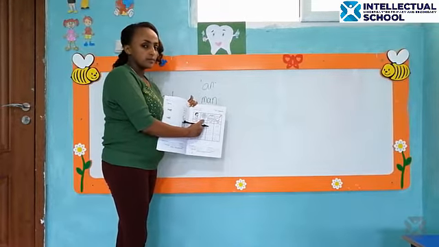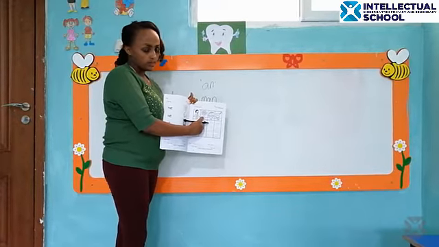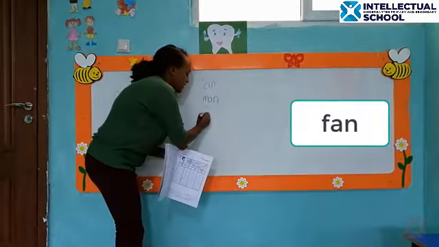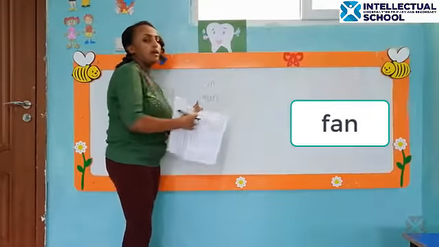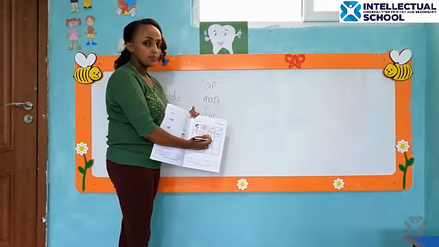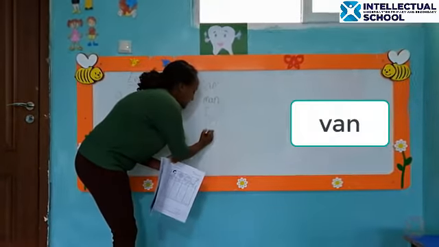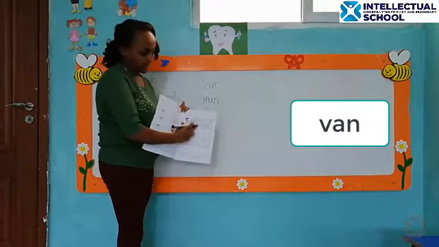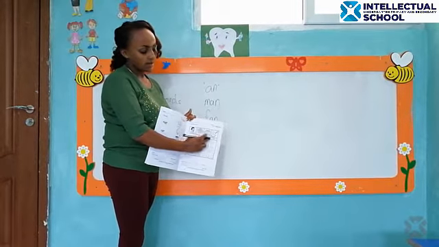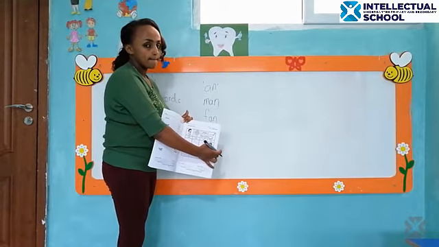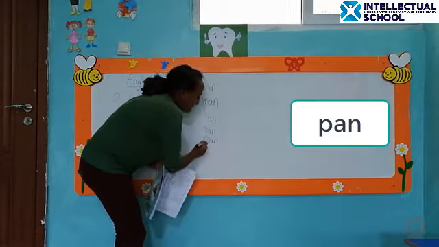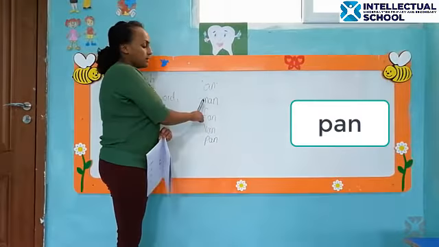How about the next picture? You can see the picture from your book, okay? What is this picture? Yes, fun. Fun. Good. The third word is van. Yes. It is van. Van is a kind of a car. And the last word is, yes, pan. I hope you have said pan. Pan. So repeat after me.